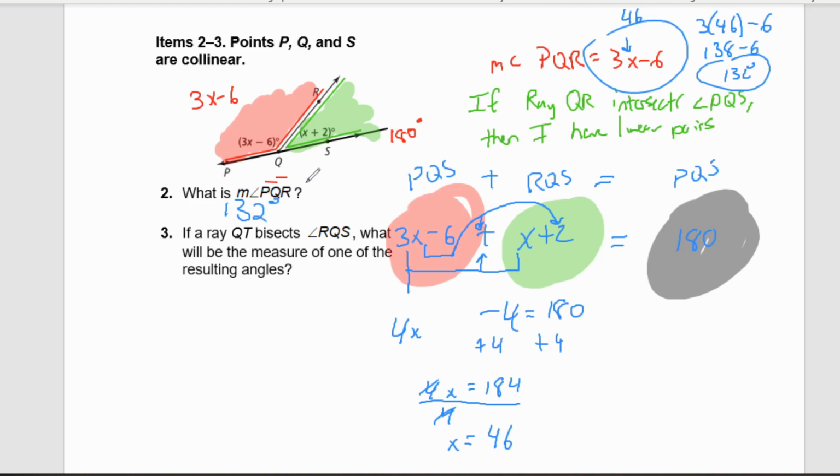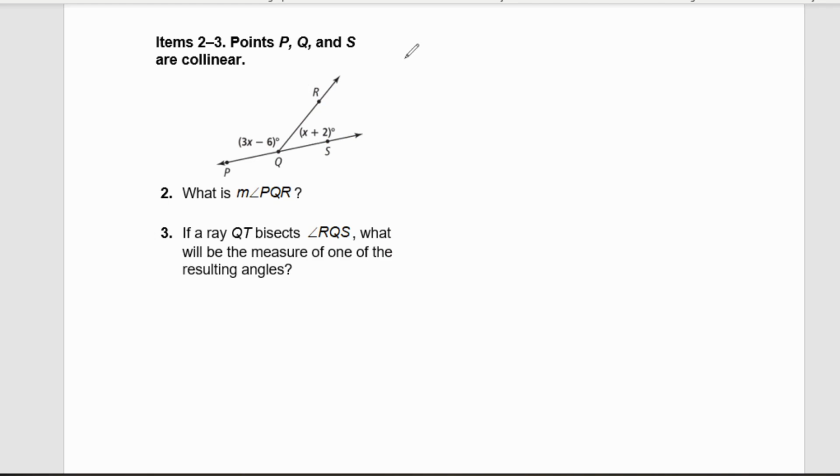Now I do question 3. I'm going to save 2 pieces of information. I'm going to rewrite PQR is equal to 132 and the x is 46. To do that, I'm going to put PQR is 132 degrees and x equals 46. And now I can start problem 3.